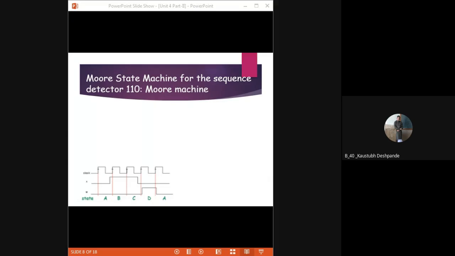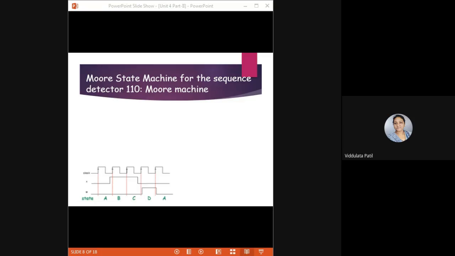Then if S3 is given 0, then it changes the state from S3 to S0, and if S3 gets 1, then it changes the state from S3 to S1. And at that state, the output will be equal to 1. So here you can see that in a circle you will find the state name and what the output will be. And at each arrow you will find what the input is. So depending on the input, the output will change.